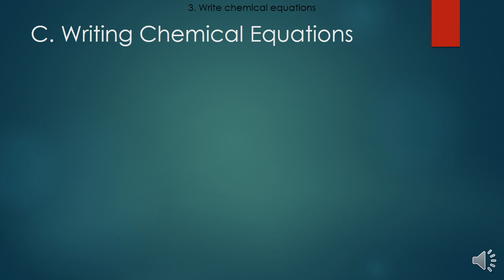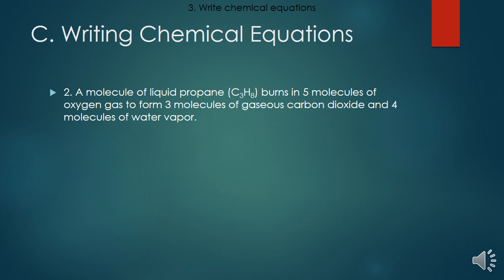Another example. We're told a molecule of liquid propane, and notice here you're given the formula, because at this point we probably haven't learned the nomenclature for this. It's actually an organic compound. So I'm just telling you here it's C3H8. It burns in 5 molecules of oxygen gas to form 3 molecules of gaseous carbon dioxide and 4 molecules of water vapor. So here we have 2 reactants like we did before.